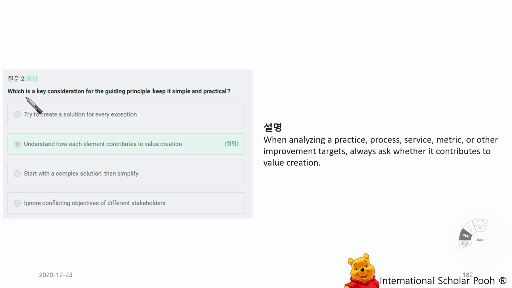Which is a key consideration for guiding principle? Keep it simple and practical. Understand how each element contributes to the value creation. When analyzing a practice, process, service metric, or other improvement targets, always ask whether it contributed to value creation.